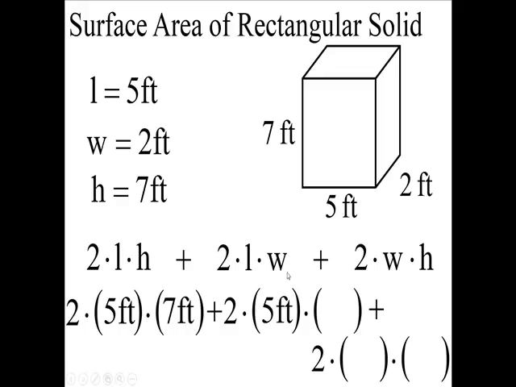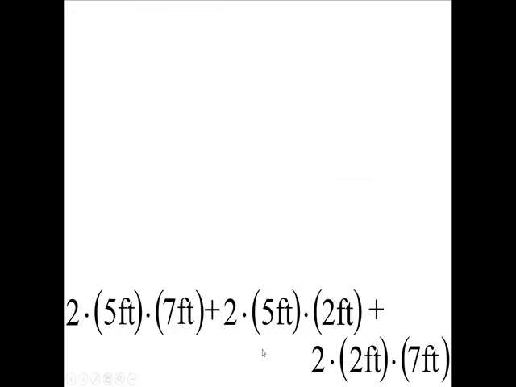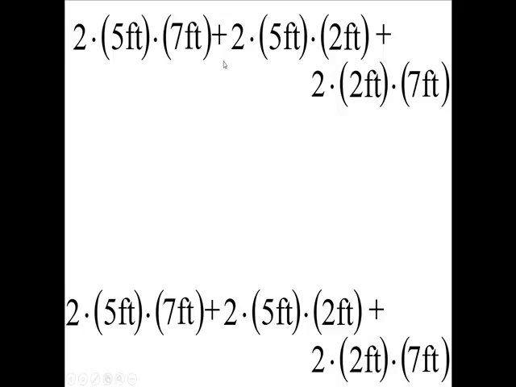L is still 5. The width is 2. W is 2. And then you have the width here, which is 2, and the height, which is 7. So we're figuring out the surface area for this rectangular solid here. Okay, let's erase all this and copy this up here and keep going.